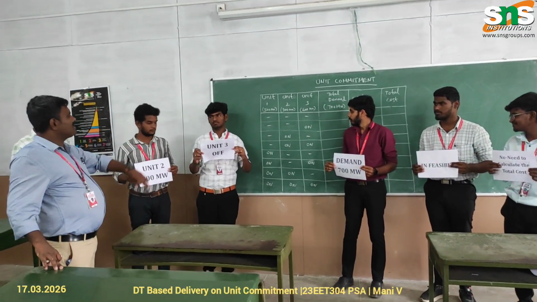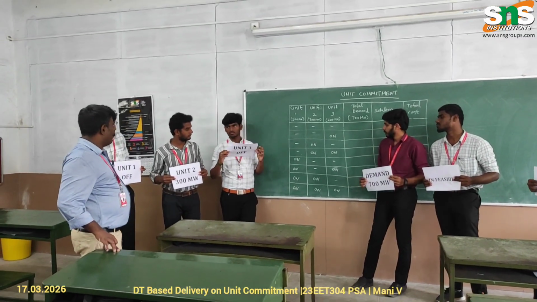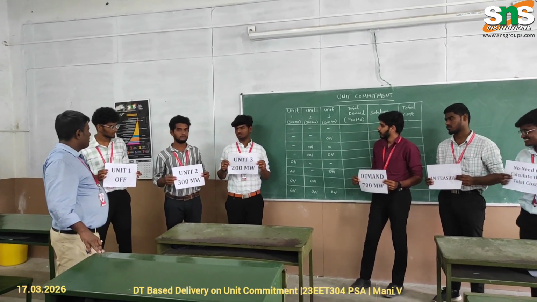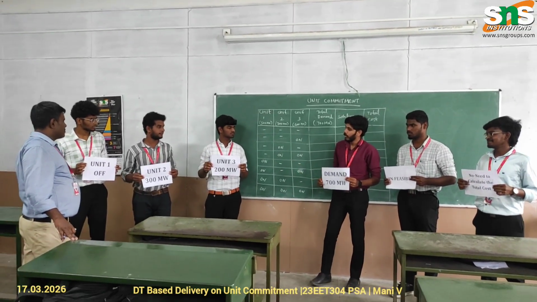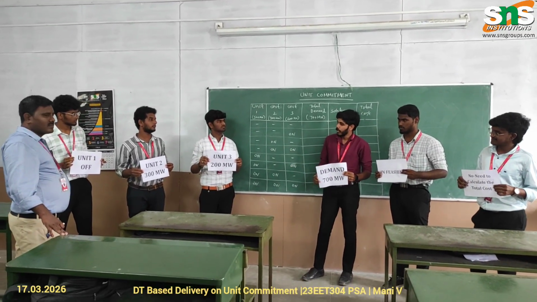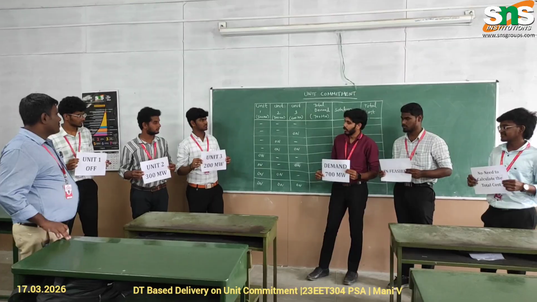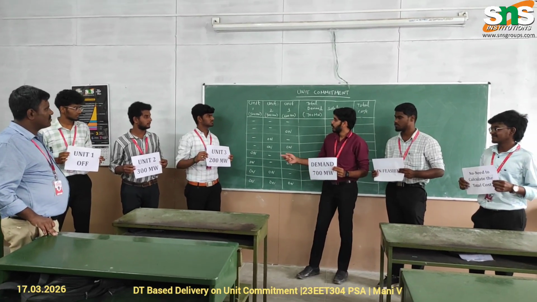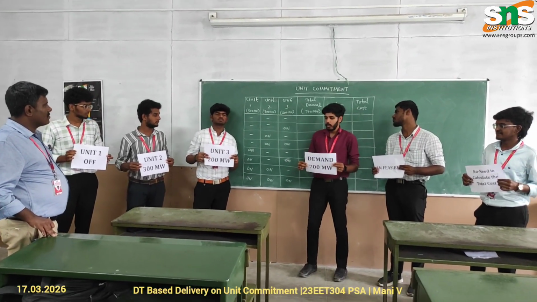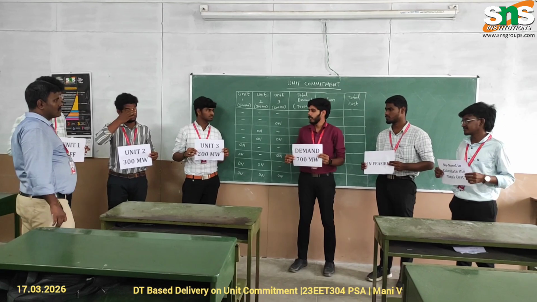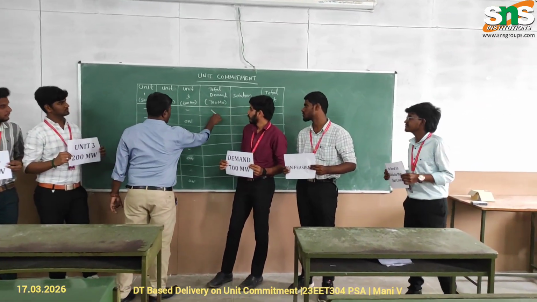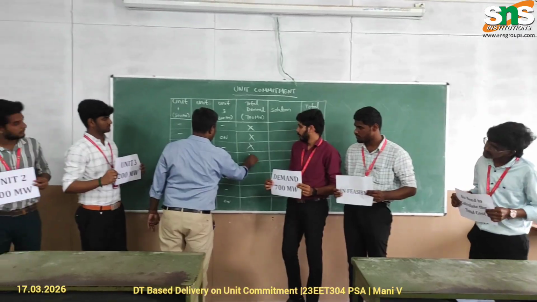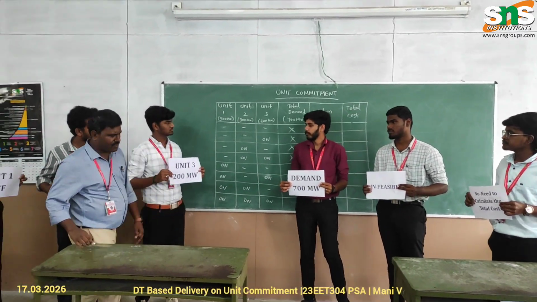In the next stage, unit 2 and unit 3 are both turned on. Unit 2 is 300 megawatt and unit 3 is 200 megawatt, so totally it is 500 megawatt. My demand is 700 megawatt, so it is not meeting my demand. This is also not meeting the demand.